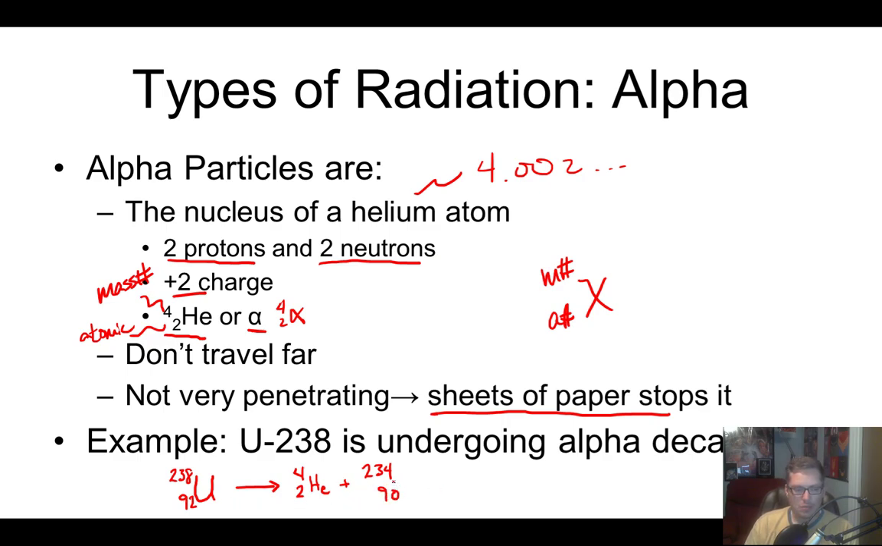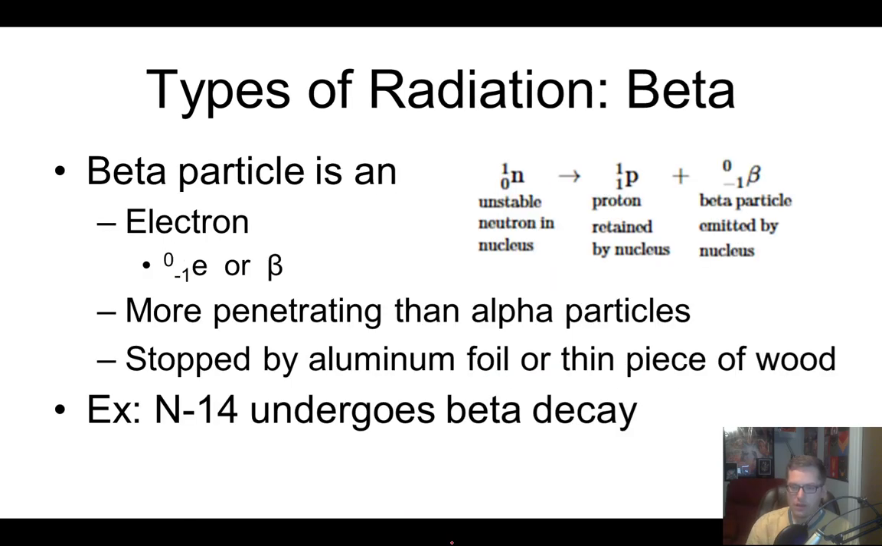Then we have to look at the periodic table and figure out which element is 90. We see that it's thorium. So we write thorium for the element, and that's it. Uranium-238 undergoes alpha decay, so it becomes a 4-2 helium atom. That's your alpha particle coming off, and then you get 234-90 thorium, thorium-234, as the product.